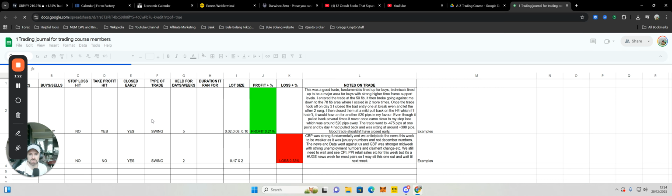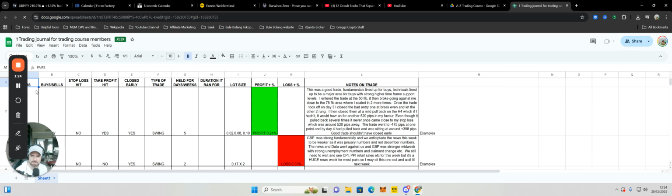Trading journal. I have included an example of a trading journal in here for you. So here you go. Pairs, buy, sells, stop loss hit, no, yes, take profit, closed early, type of trade, swing or scalp, held for how many days or weeks, and so on. It's all here for you. Your trading notes, I've got all that.